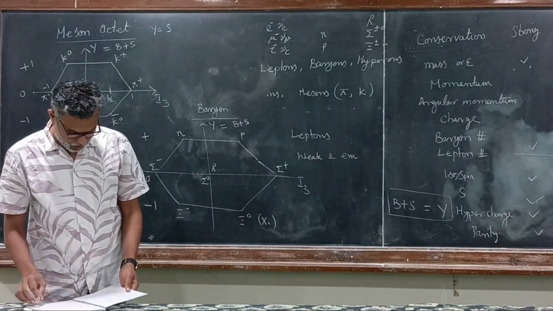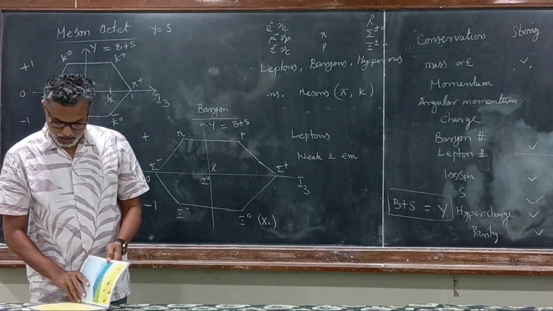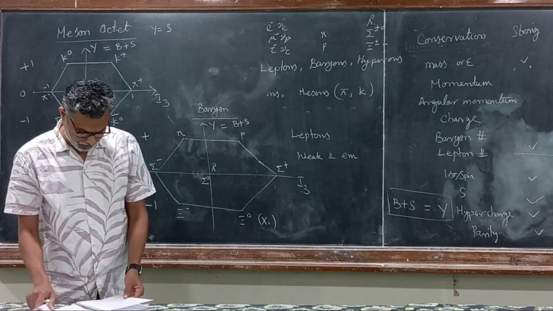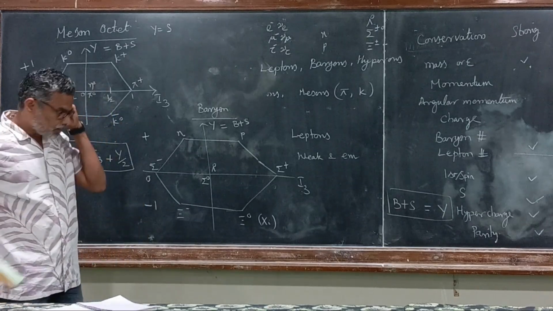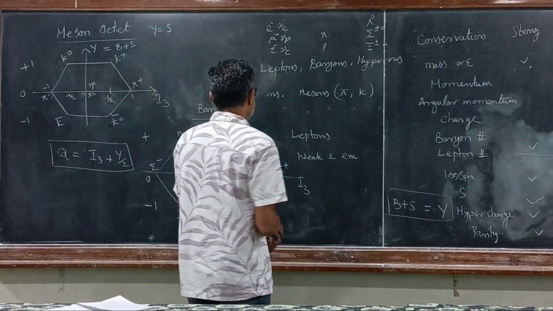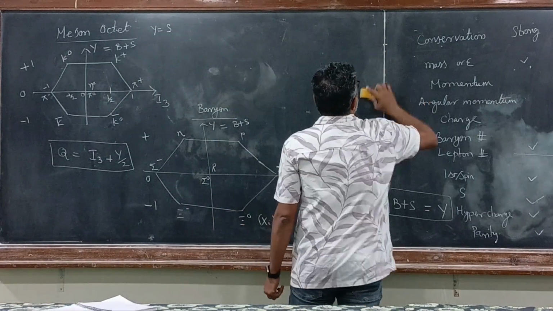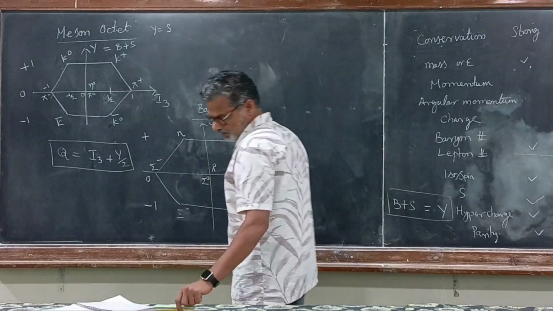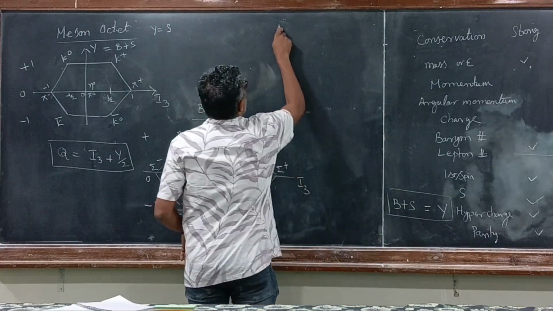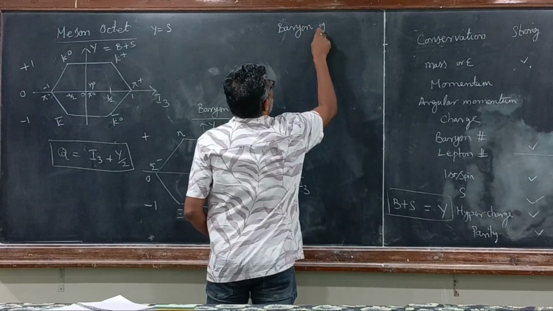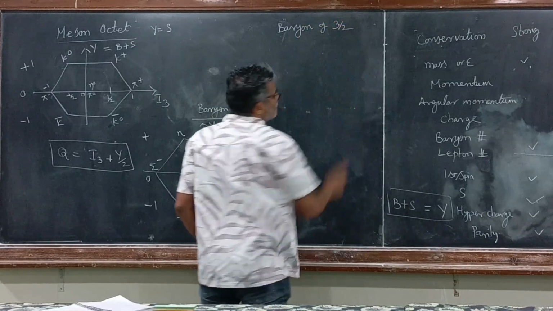And the quark values: baryons are made up of 3 quarks, and mesons of 2 quarks. In the baryon family, there is one more, the spin 3 by 2 particle. I hope you might know this baryon decuplet of 3 by 2.